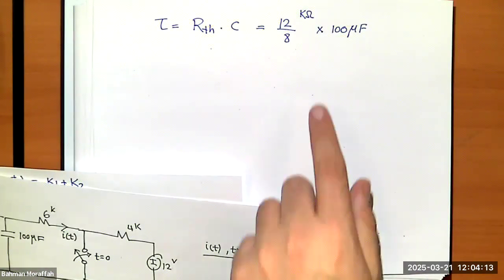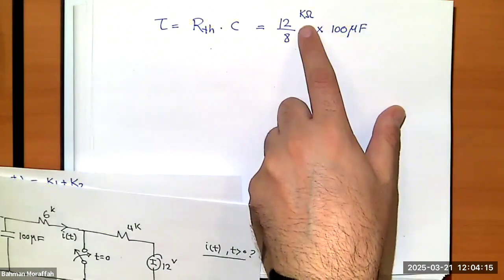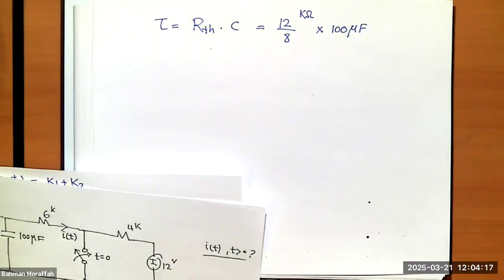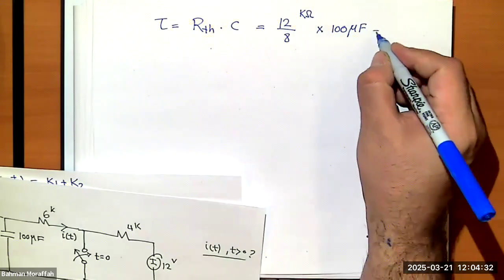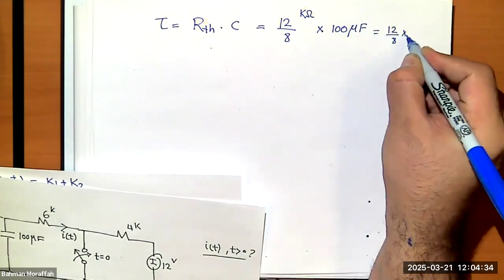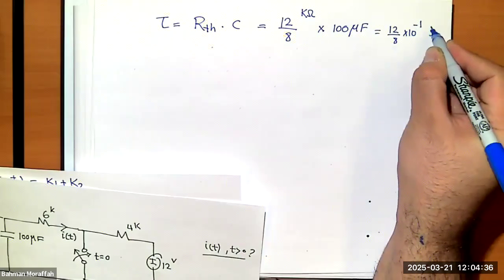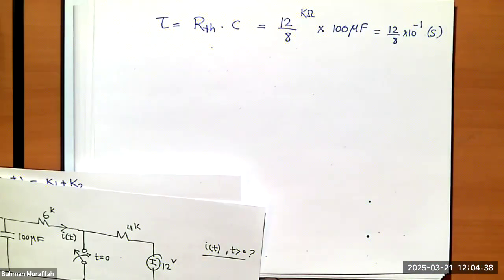12 over 8K means 12 over 8 times 10 to the power of 3. I have 100, which means 10 to the power of 2. I have a micro, which means 10 to the power of minus 6. So I have 10 to the power of 5 times 10 to the power of minus 6. So it's 10 to the power of minus 1. So the whole thing over here is 12 over 8 times 10 to the power of minus 1 second.